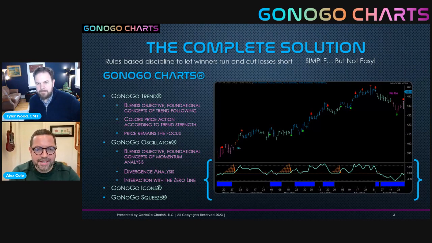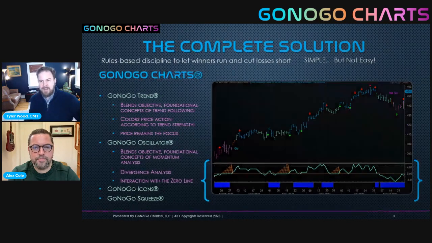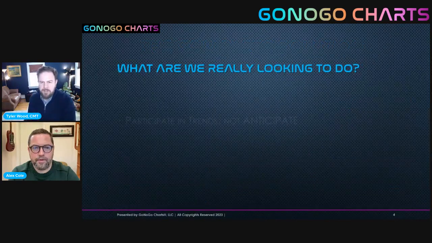Today, we're going to talk about the interaction of the GoNoGo trend with the momentum oscillator and how we highlight important scenarios by using the icons that Tyler's highlighting right now. So those are the GoNoGo icons, and we'll get into that as we go through this video. And in our next video, we're going to cover the GoNoGo squeeze and volatility compression. So a lot to look forward to, but let's dive right in. Alex, what are we looking to do?